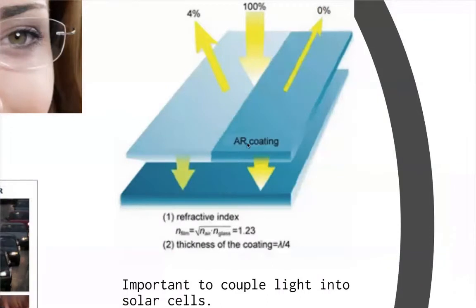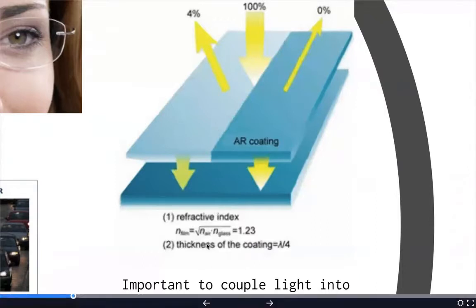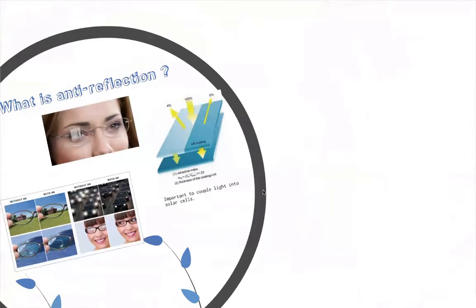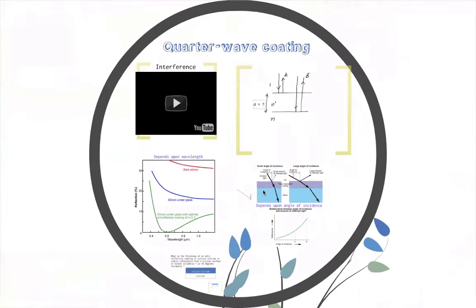Of course, this is important if you're trying to couple light into solar cells, right? You want to reduce the amount of light lost by reflections. You want to get all the light in. So designing a good anti-reflection coating is important for solar cells, which is the reason why we're talking about it. So we'll look at a few approaches of how to design anti-reflection coatings.